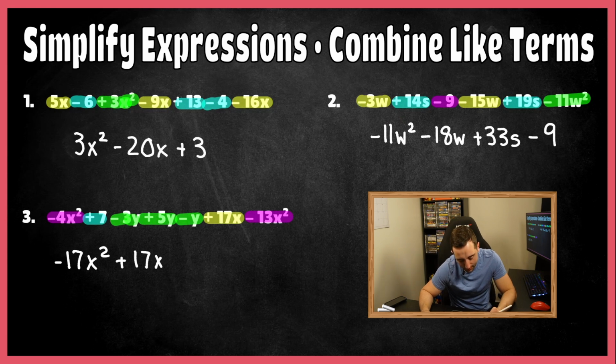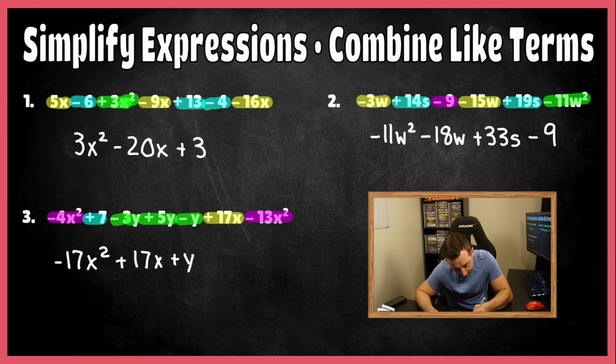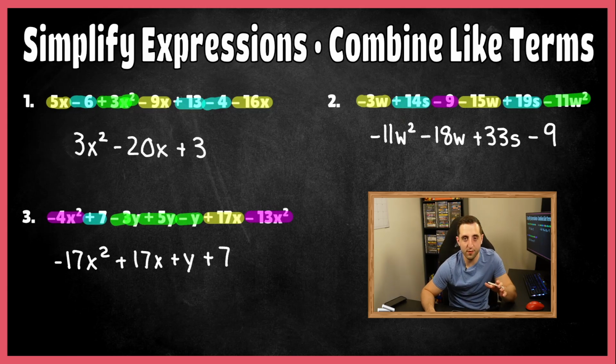Then let's combine our y's together. So we have negative 3 plus 5, which is going to give us positive 2. And then 2 minus 1 is just going to give us a plus 1y, or just plus y. And then we'll bring down our constant of plus 7 at the very end. So here are all 3 simplified expressions.